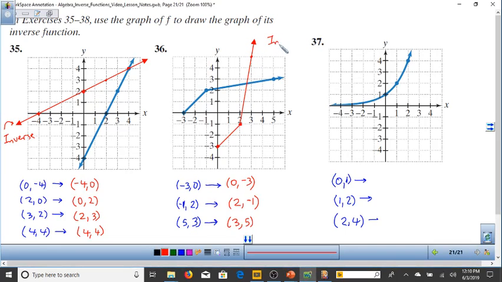Last example, this is a curve, so it may be a little bit more tricky. 0, 1 becomes 1, 0. 1, 2 matches to 2, 1. And 2, 4 matches to 4, 2. So let's plot those points. 1, 0. 2, 1. And 4, 2.